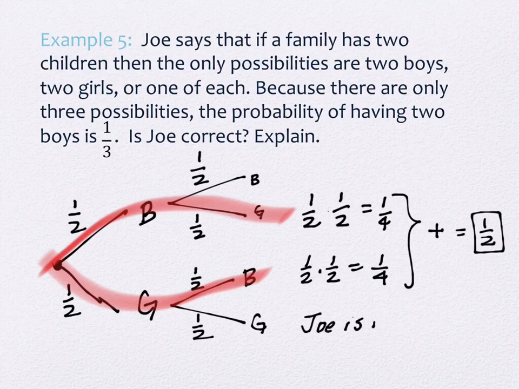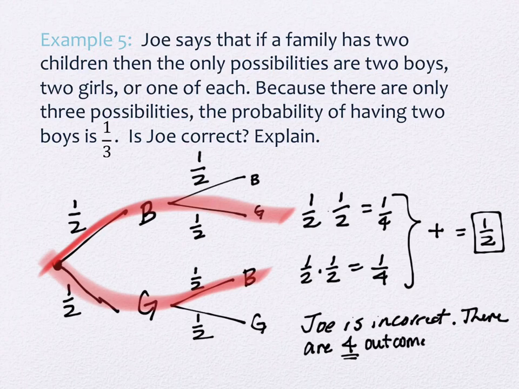Joe is incorrect. And he's incorrect because there are actually 4 outcomes, right? There's 4 outcomes. And one way to write that in a sample space, if you wanted to, is kind of like we did on the numbers just a moment ago. You can have boy-boy, boy-girl, girl-boy, girl-girl. So you could write it like that, right? We'll write it even in a sample space notation just for fun. There's 4 outcomes.